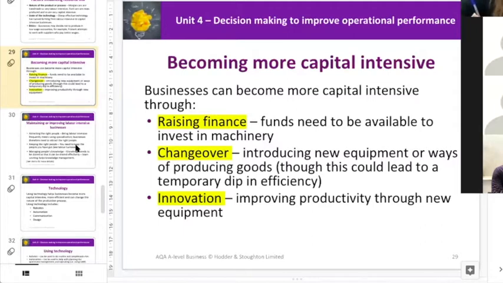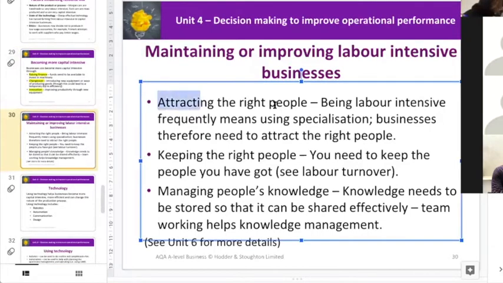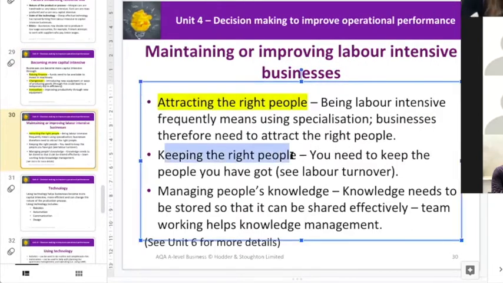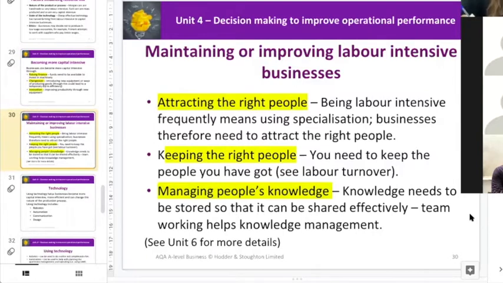What if your company is more labor intensive? Things cannot be done by machinery. So if you are a labor intensive company, you need to make sure you have the right people to work for you. You also want to keep the right people. You need to manage people's knowledge and skills. The problem with labor intensive is that everything in your operation relies on employees. So picking the right people, keeping the right people, and managing their knowledge and skills will make your company more efficient and effective if your labor is of a very good standard.